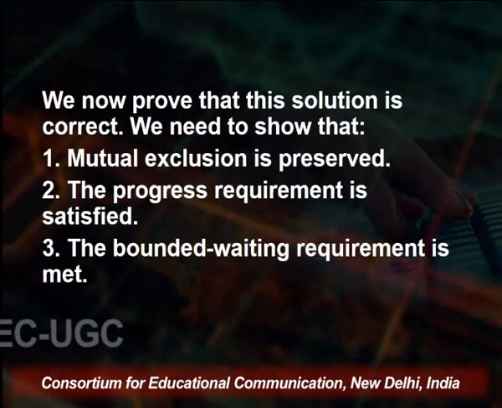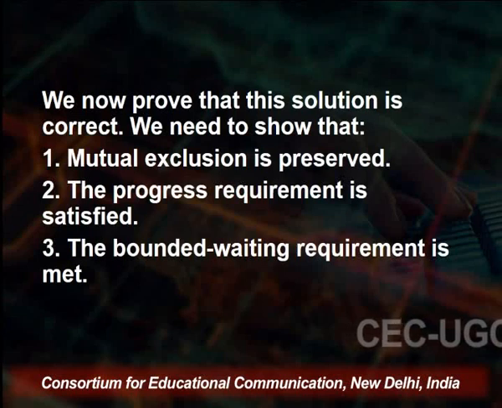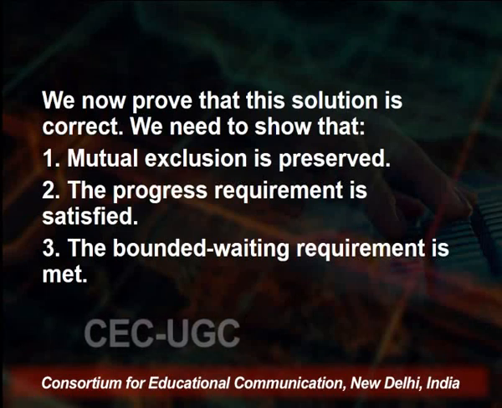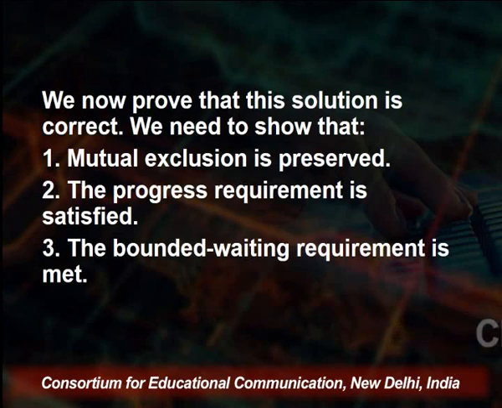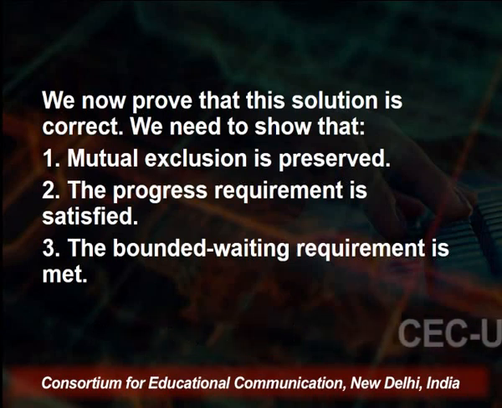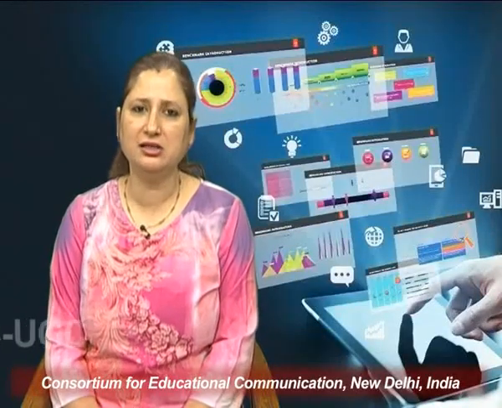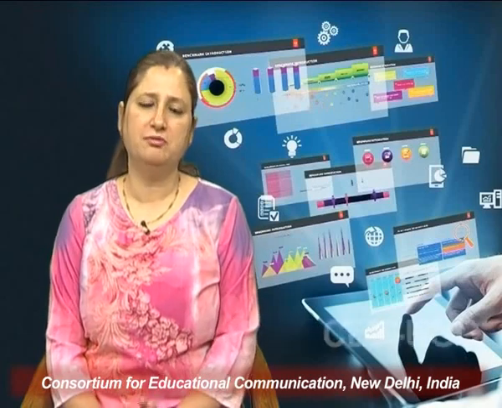So now this algorithm is clear, and it makes sense that processes can execute their critical section without having a race condition. Now it is very important to also understand whether Peterson's solution meets the three conditions: whether mutual exclusion is preserved, whether the progress requirement is satisfied, and whether the bounded waiting requirement is met. All three conditions must be met for Peterson's solution to be approved as a valid solution for the critical section problem.